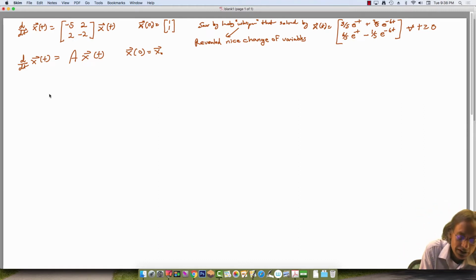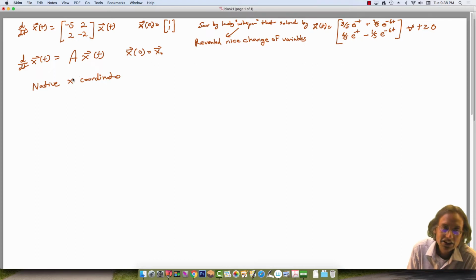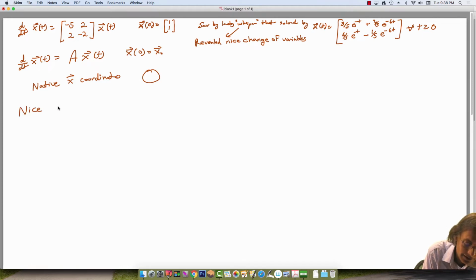So what we're going to do is we're going to think about two different sets of coordinates. We're going to think about native x coordinates. So these are the coordinates that x naturally lives in. Okay? So suppose these coordinates are over here. We're going to think about some other nice coordinates, call them x tilde coordinates. And they'll live over here.